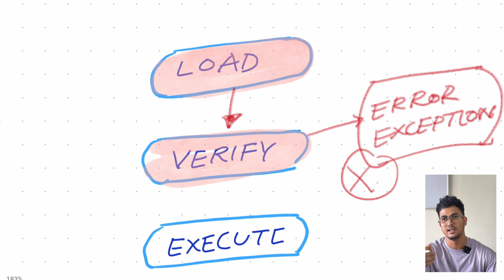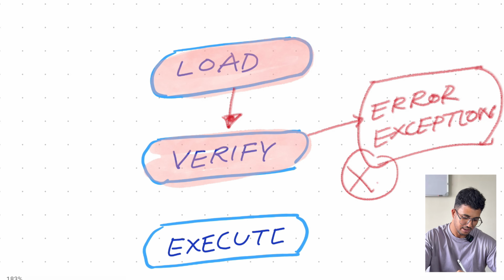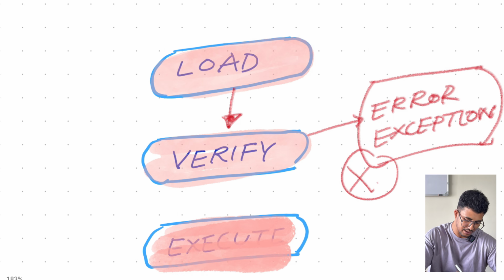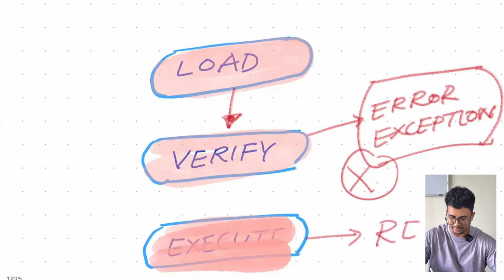It is loaded, the code is verified, then the last step is executing the code. Executing is nothing but our code running and giving the desired output. So execute gives us the result. This is the final step.